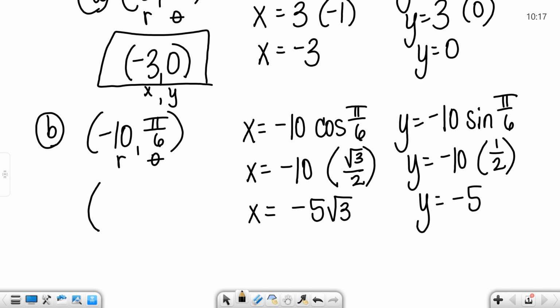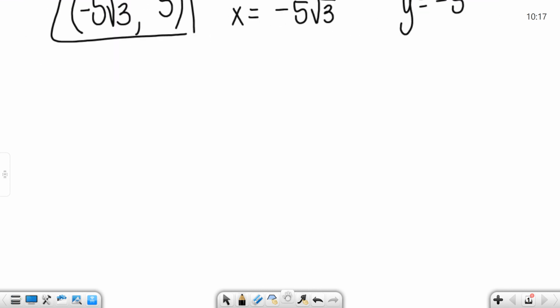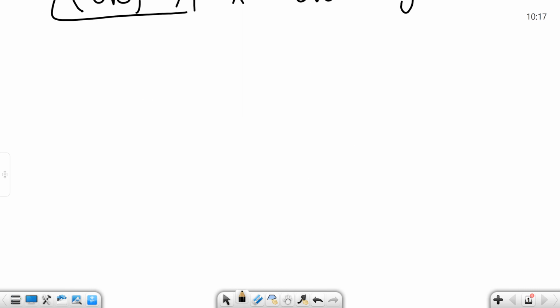So our rectangular coordinates are -5 on the square root of 3, -5. These are our x and y values. Definitely using our unit circle. We don't want to type this in our calculator. All right, let's try another.